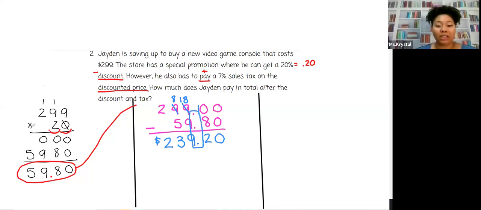$239.20 is with the discount. So now the next step is you have to pay 7% sales tax. So all we're going to do, remember, that 7% is really 0.07, right? So now we have to pay that tax, which is going to be the 239.20, or 239.2, whichever you want to do, because you can take off that 0 if you wanted to. But then we're going to multiply that by the 0.07 and see what we get.